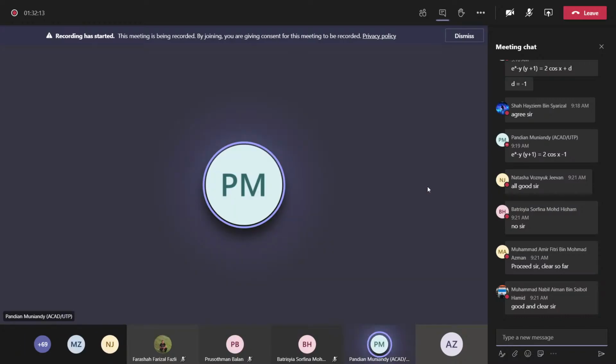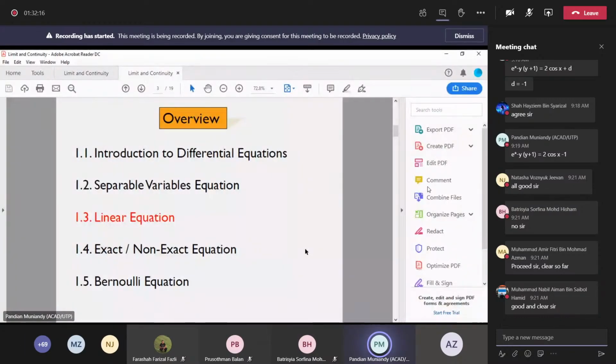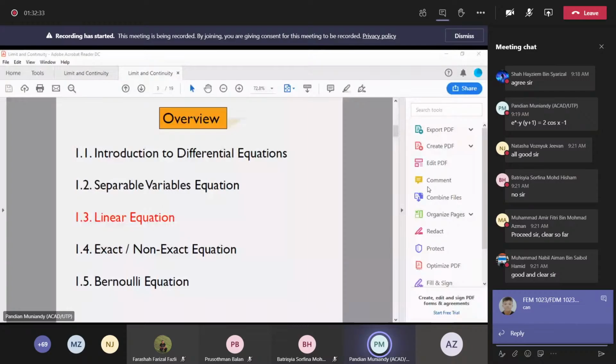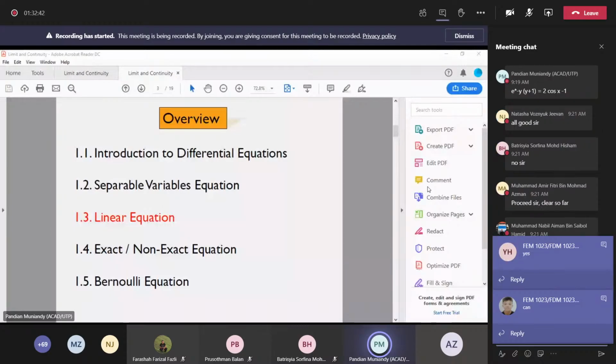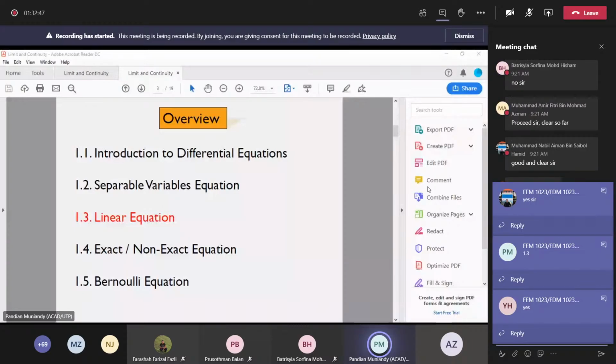We have a few more minutes. Can you see the slide now? Linear equation, class? Can you see the slide? 1.3 linear equation. Just to give you a quick explanation of 1.3, so that we can stop. Thank you, Muhammad Sabil. Thank you.